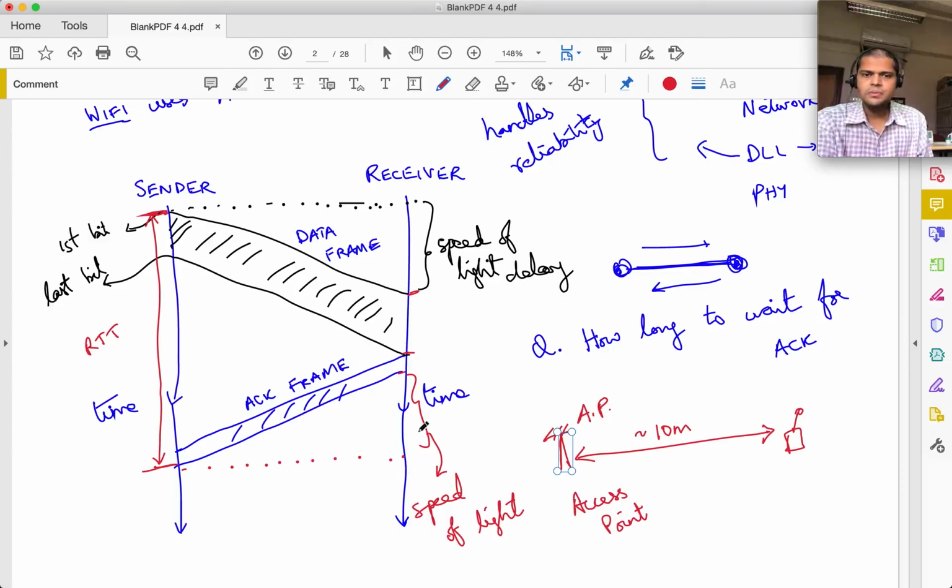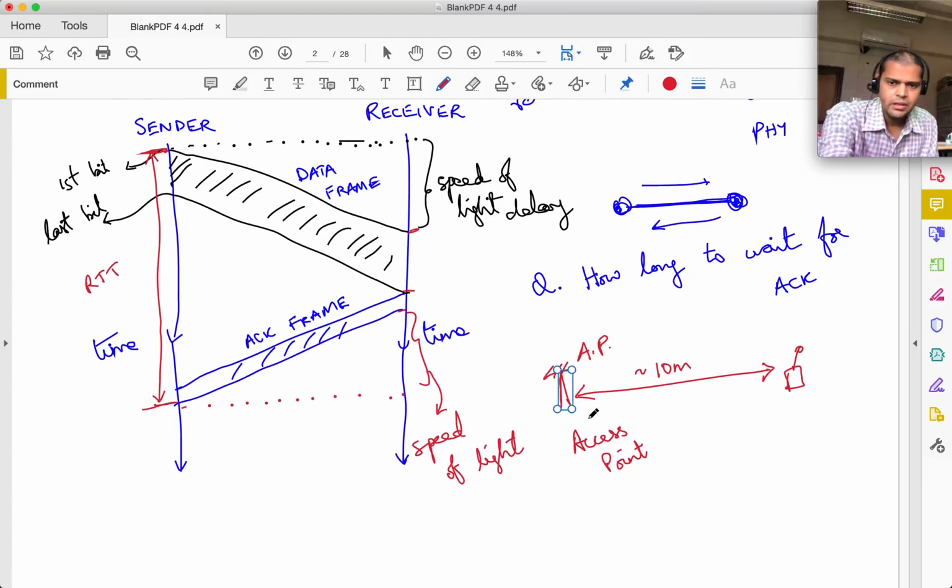So the standards bodies will figure out that in the worst case, let's say you have a few tens of meters, and it may take several nanoseconds at least to go across. So speed of light is what? 3 times 10 to the power of 8 meters per second.